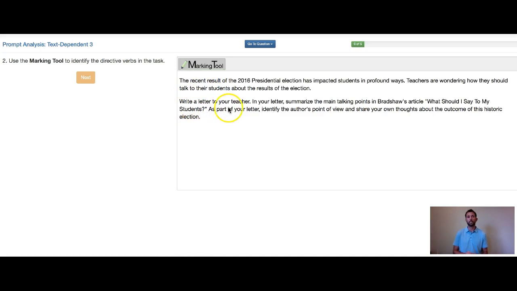Write a letter to your teacher. In your letter, summarize the main talking points in Bradshaw's article, What Should I Say to My Students? As part of your letter, identify the author's point of view and share your own thoughts about the outcome of the historic election. Okay, so there's a number of directive verbs here. The first one is write. So this is telling us to write a letter. Now, we're not going to use write in our paper, but it's going to help us keep track of all the things that we need to do. So write is one directive verb.